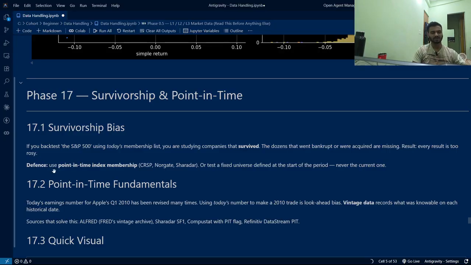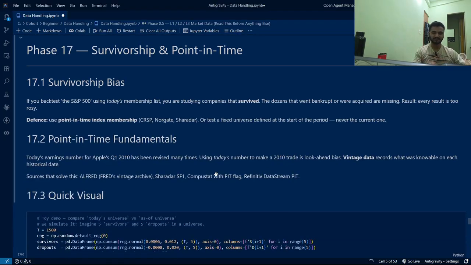Yeah, so your defense is use point in time index membership using CRSP, Norgate, or Sharadar, or basically you can even look at Google and or Wikipedia, or use some LLM to actually create the list of the stocks that were merged, delisted, and you can add them till that point of time. That will also create a point in time data. Or test a fixed universe defined at the start of the period, never the current one.